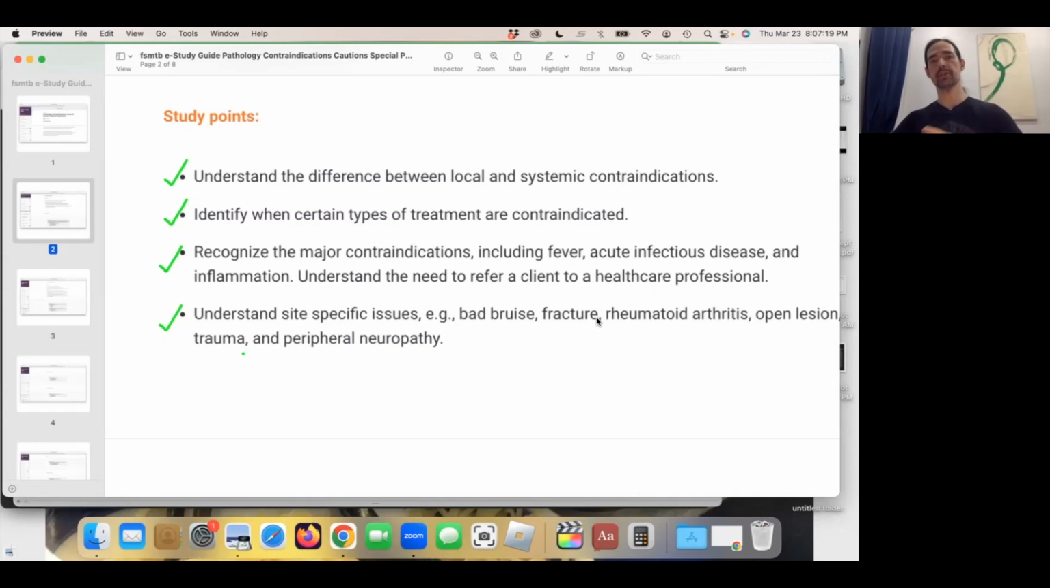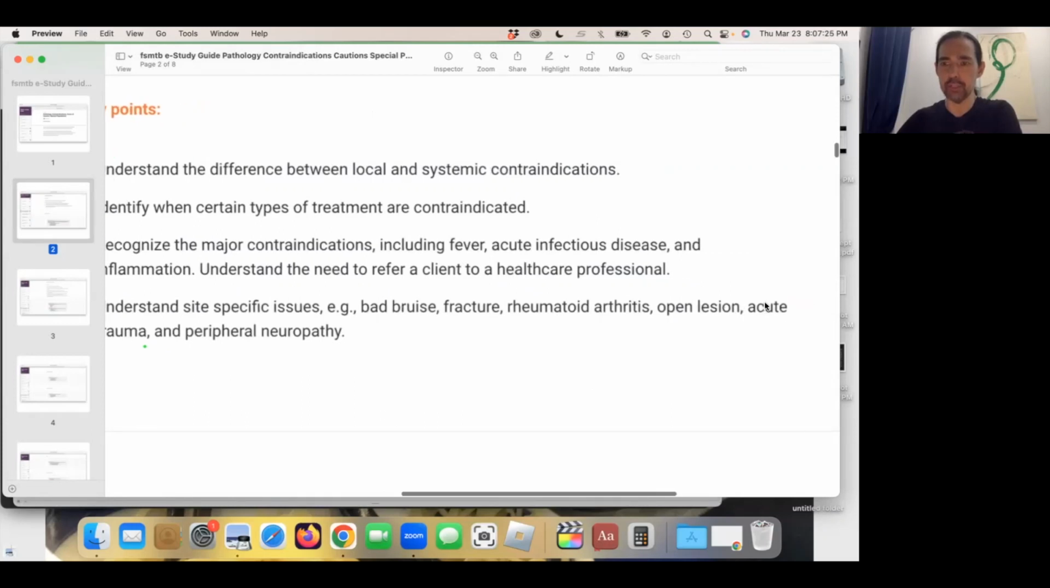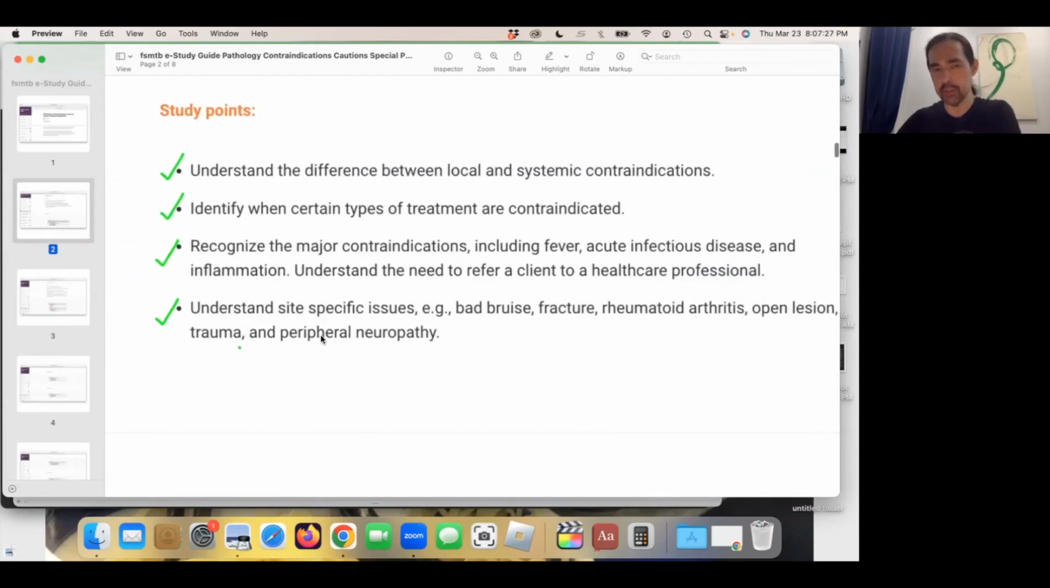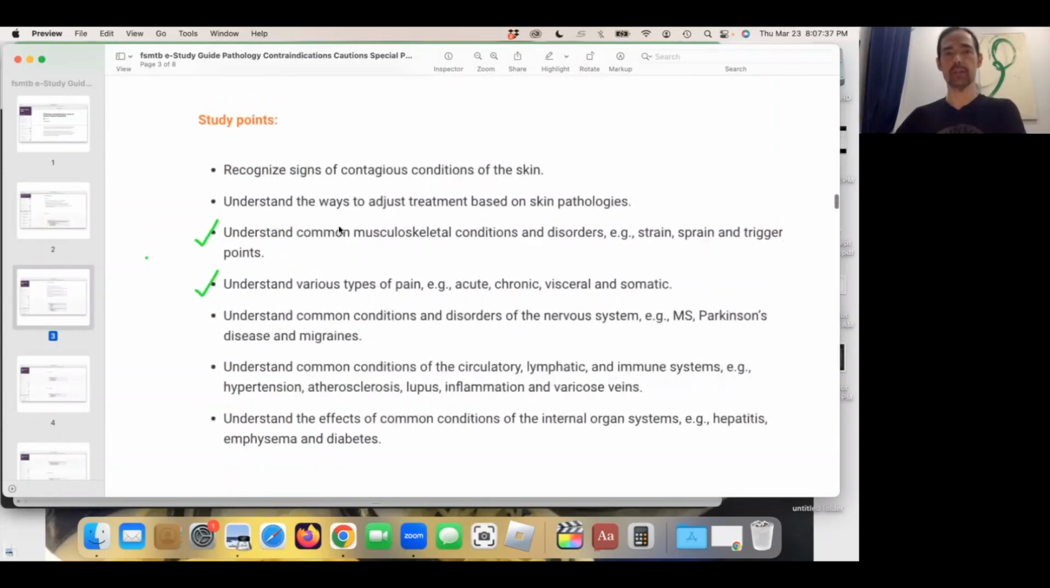That's usually a doctor. And then we're going to go over some site-specific issues: bruises, fractures, rheumatoid arthritis, open lesions, acute trauma. Acute trauma means like fractures, sprains, and strains, peripheral neuropathy. And then we're also going to cover common musculoskeletal conditions, specifically strains, sprains, and then trigger points. I'm going to give you the key words for each of those.